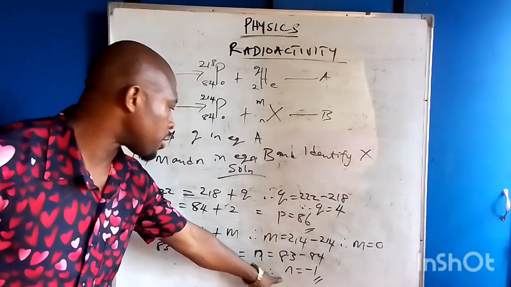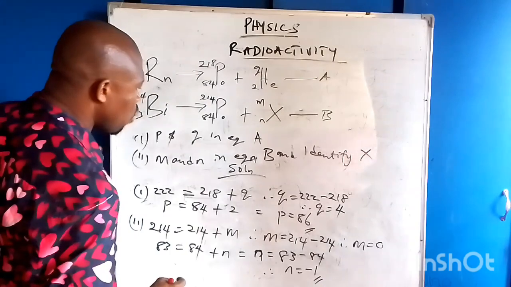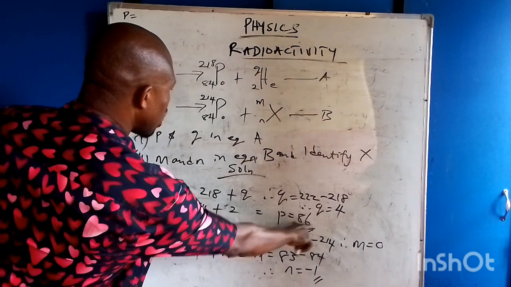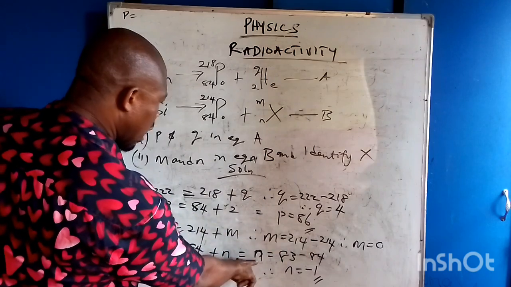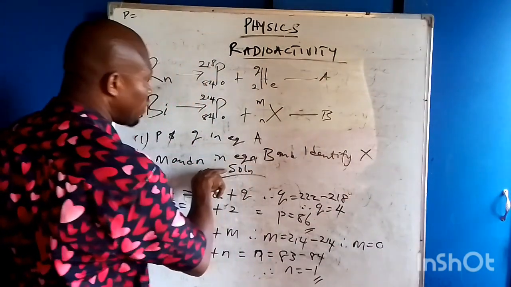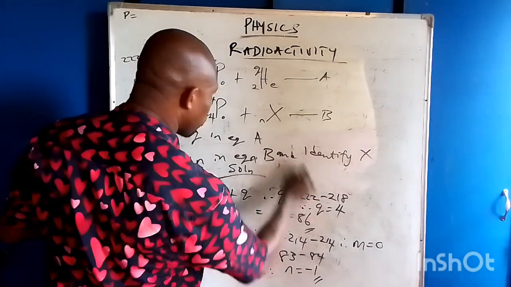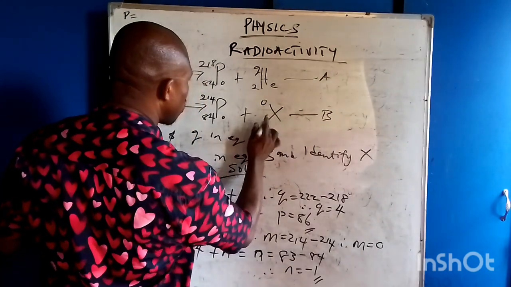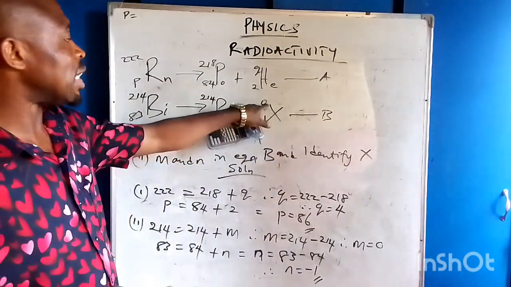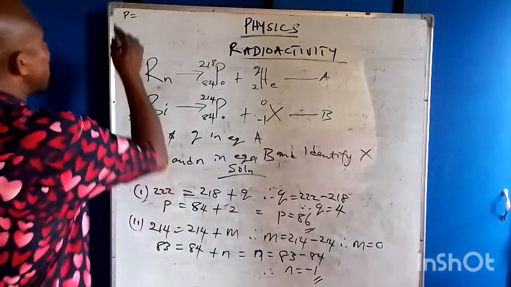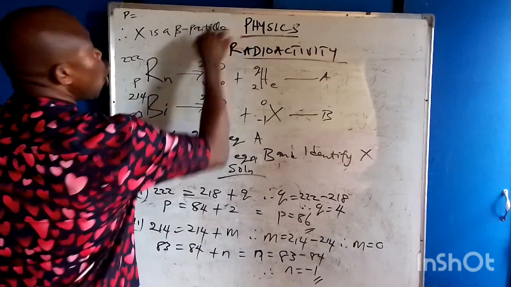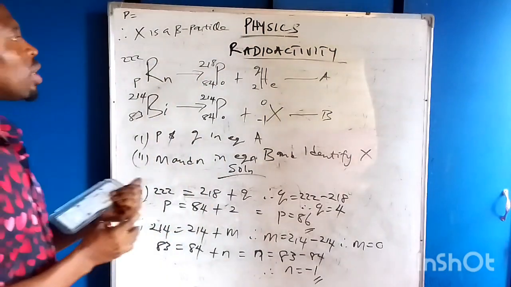So we can now come back here to say that for the first question, P is equal to 86, Q is equal to 4, N is equal to minus 1, and M is equal to 0. So if we now come to this equation, since they say identify X, we can put M as 0 here and N as minus 1. It's only an electron or a beta particle that has 0 here and -1 here. Therefore, we can say that X is a beta particle, or you can say that X is an electron. So that is the answer to that one.